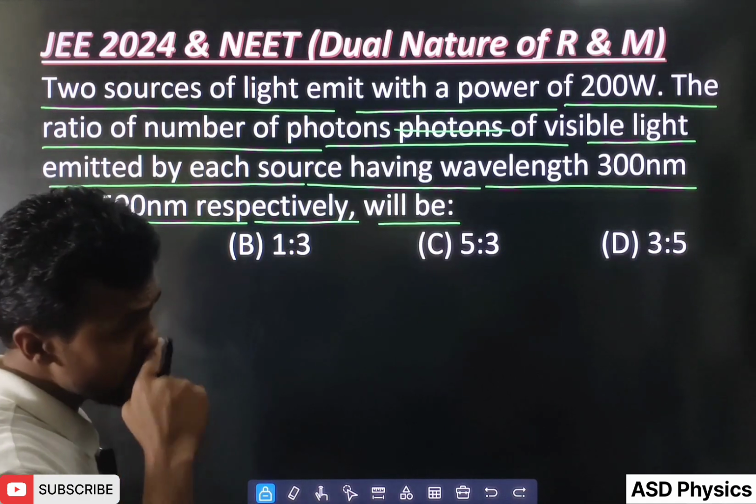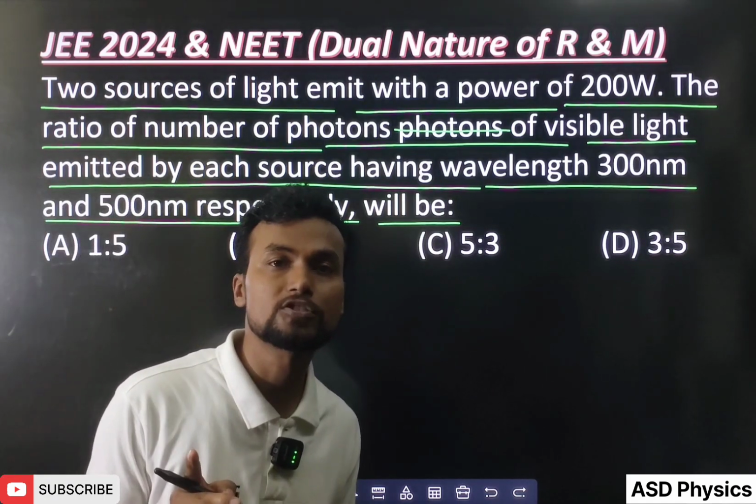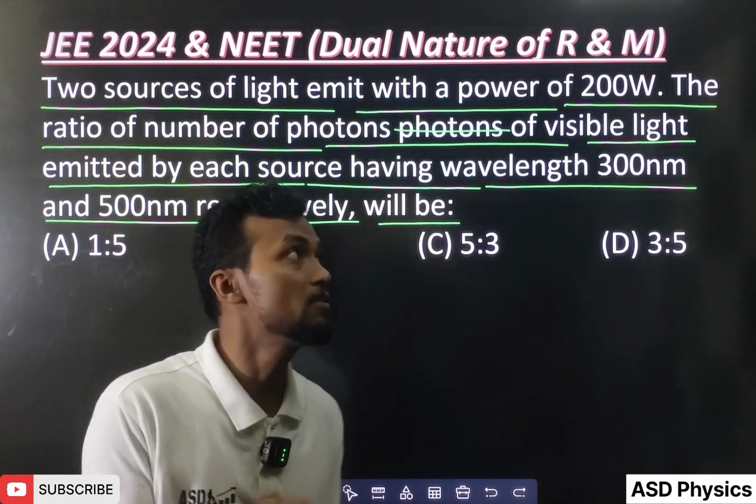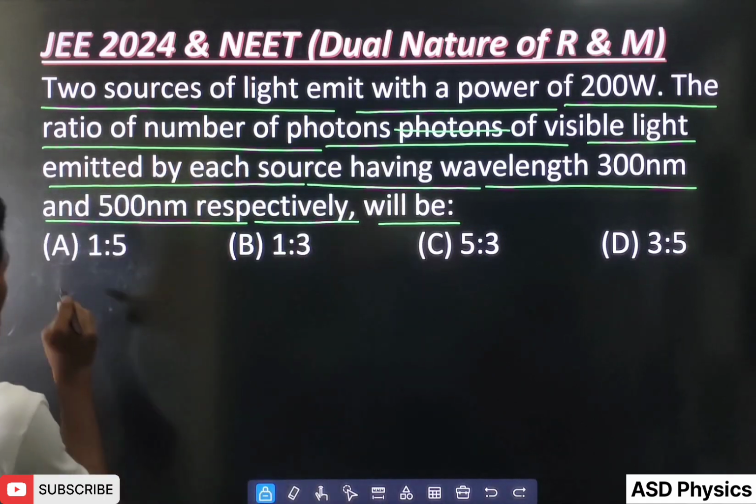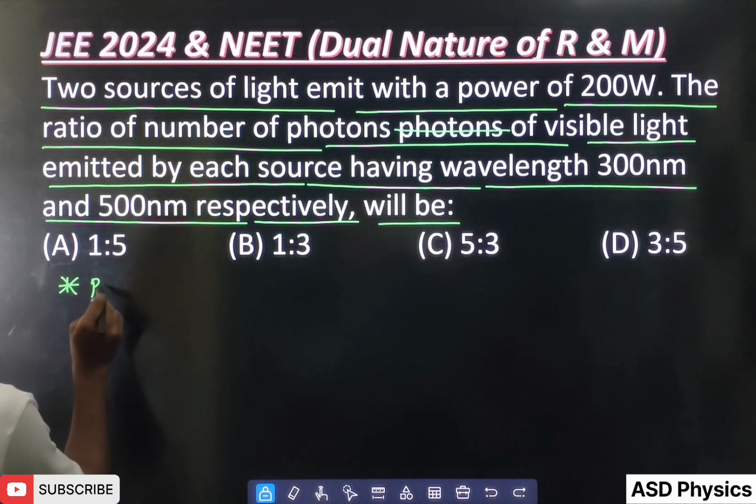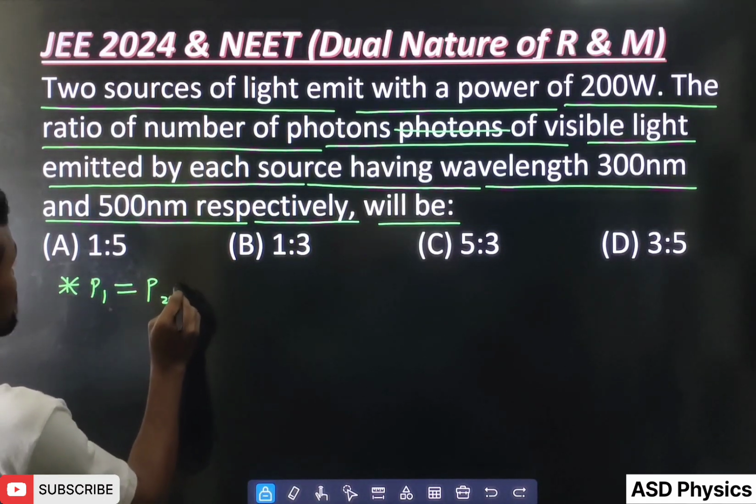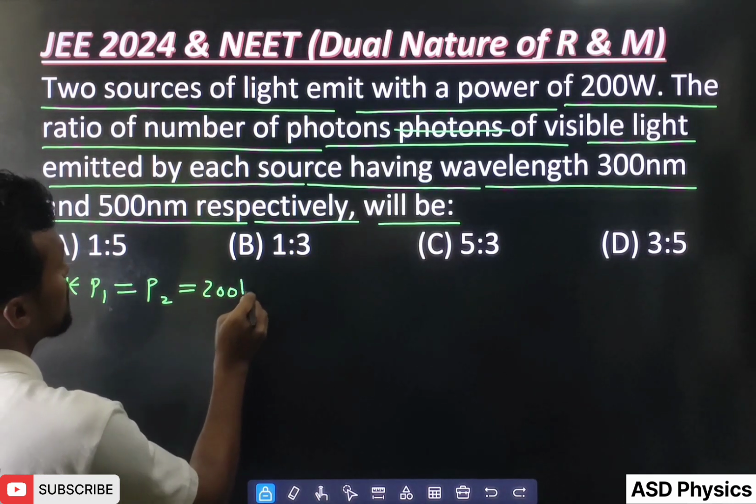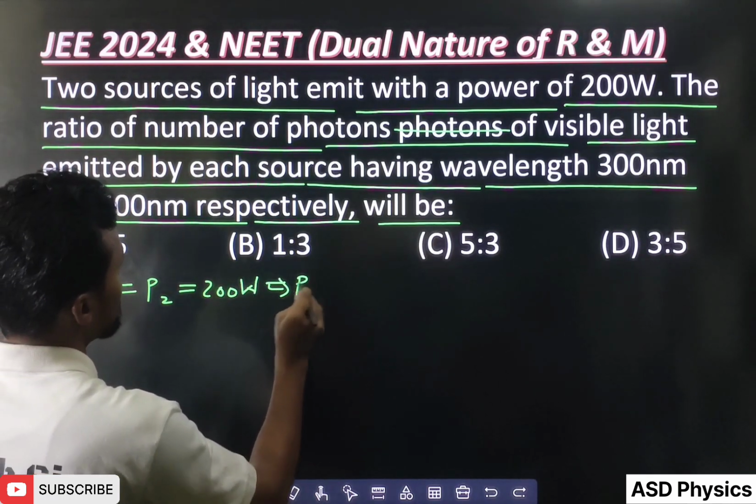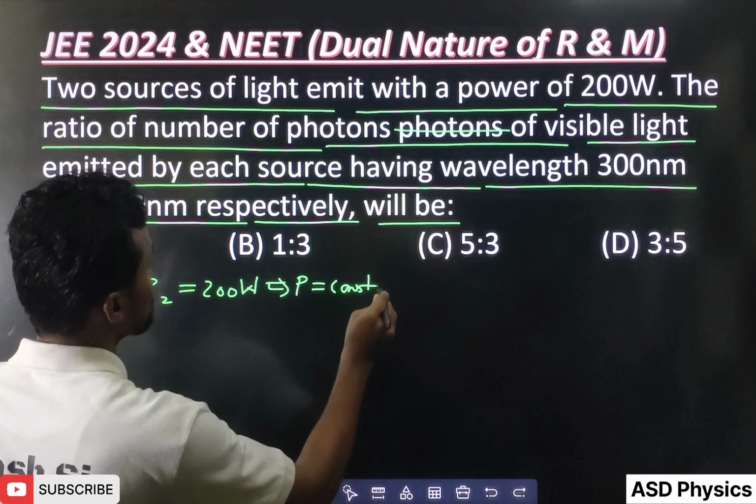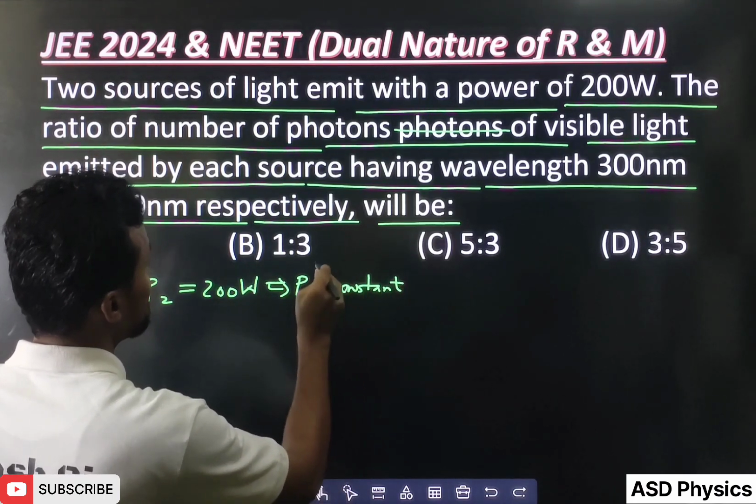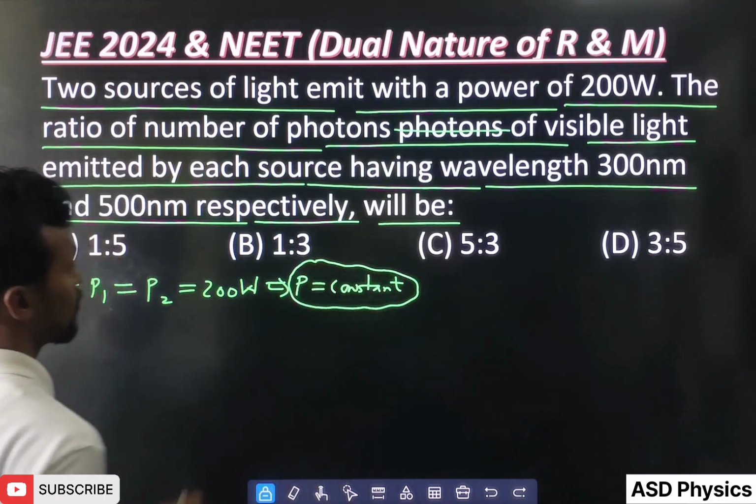After reading the question you can see that two sources of light are there and both of them have power 200 watt. So first let's note down the data. Here P1 equals P2, they are having the power 200 watt. So for both the sources of light, this power P is constant.